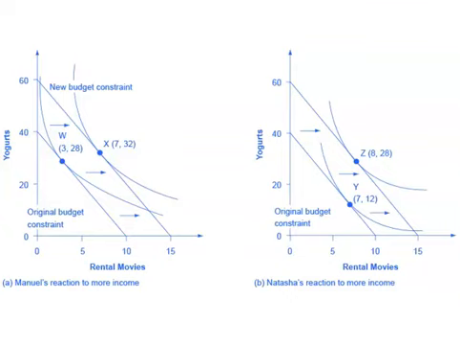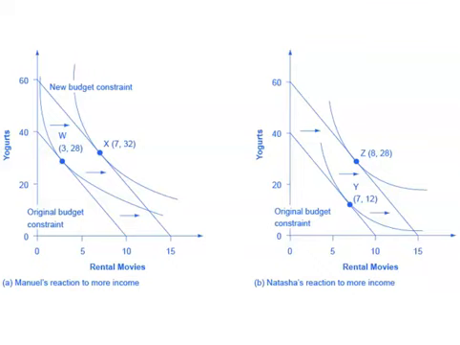However, based on Manuel's preferences as revealed by his indifference curves, his utility maximizing choice on the original budget set occurs where his opportunity set is tangent to the highest possible indifference curve, at W with 3 movies and 28 yogurts, while Natasha's utility maximizing choice on the original budget set, at point Y, will be 7 movies and 12 yogurts. Assume that their income increased to $60.